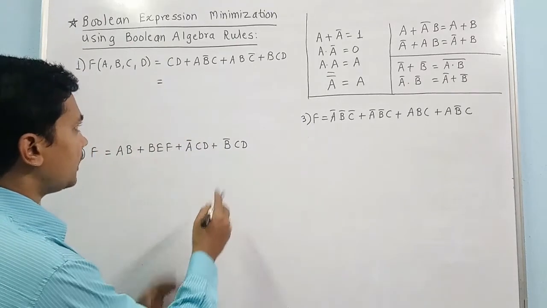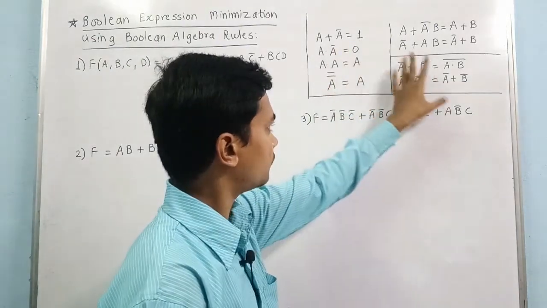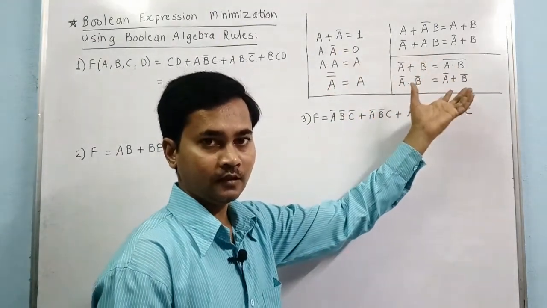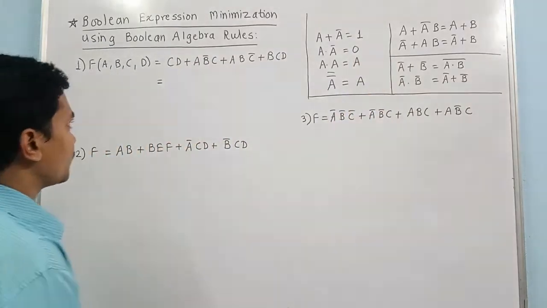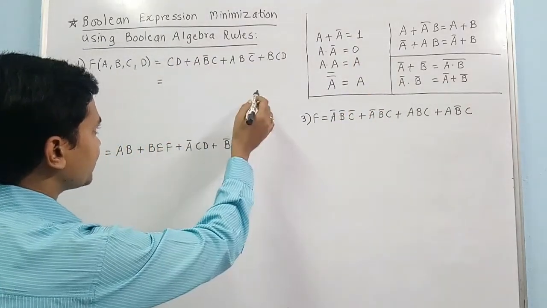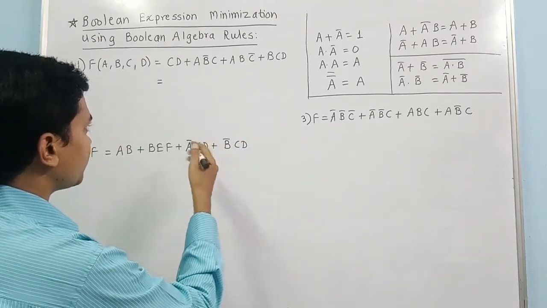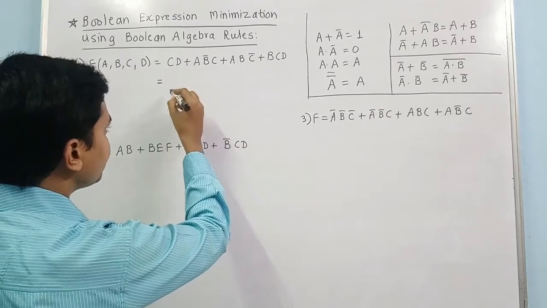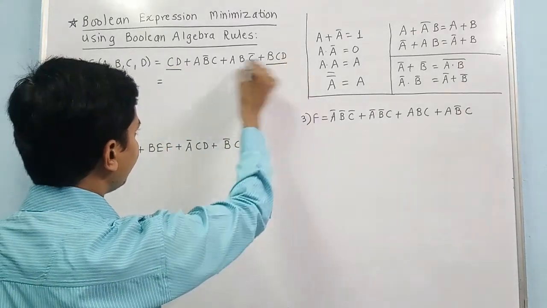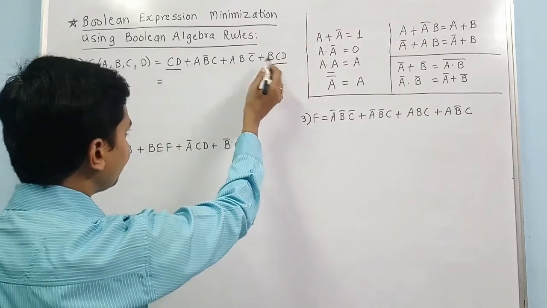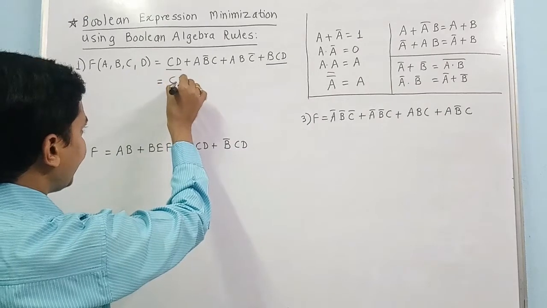Now how to solve these examples? I have written a few Boolean algebra rules here, so we will take the help of these rules to solve these expressions. First just observe this expression and try to minimize it from two or three terms. Look at the first term and the last term. In this first and fourth term, CD is common, so we can take CD as common.